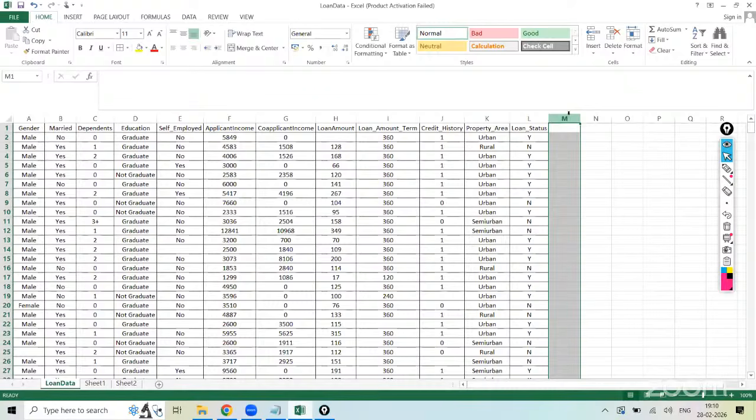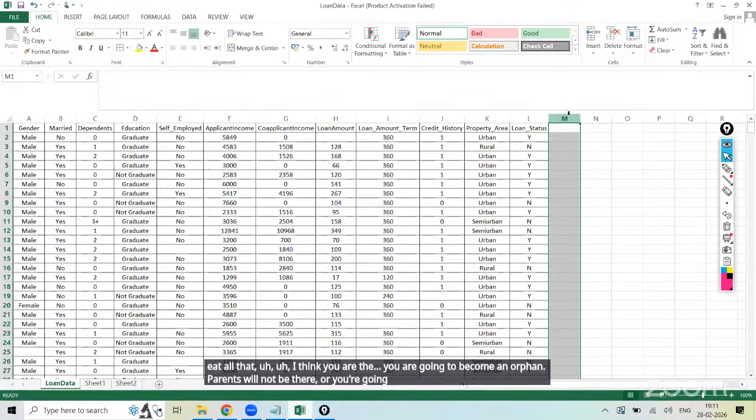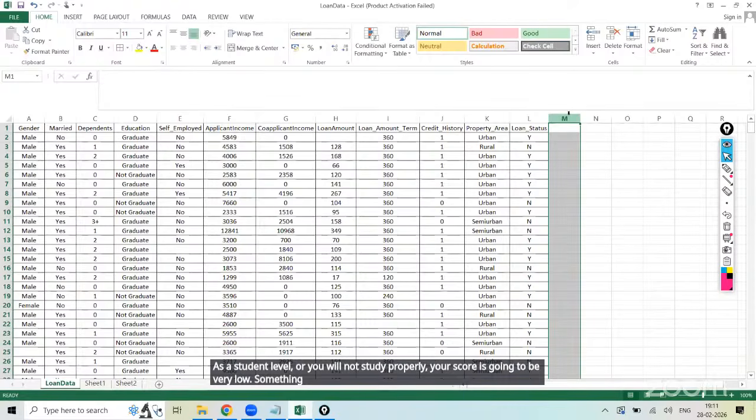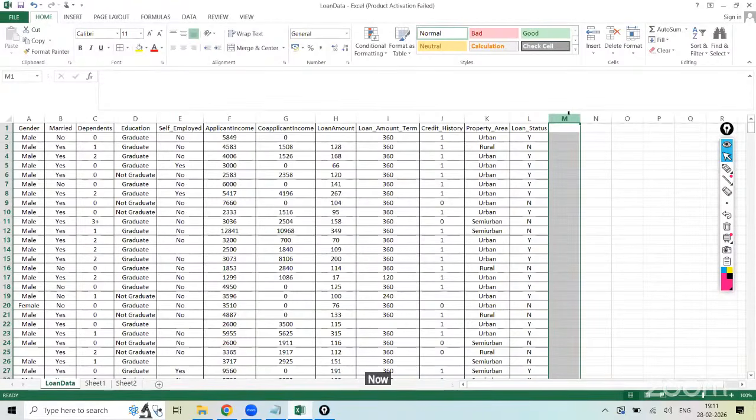Point is clear. Suppose the astrologer has not predicted the past properly. He tells me I think you are going to become an orphan, parents will not be there, or you are going to stay in the hostel lifelong as a student, or you will not study properly, your score is going to be very low. Something he has told, but which is the opposite. Now, the future he is going to predict, will we believe that? Because he has told the past wrong.